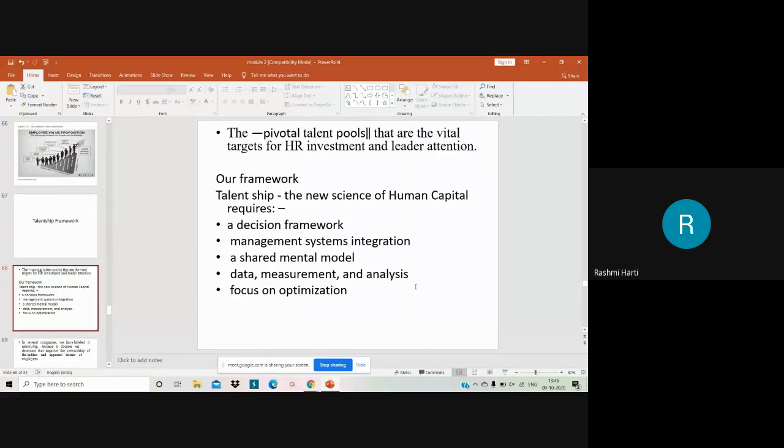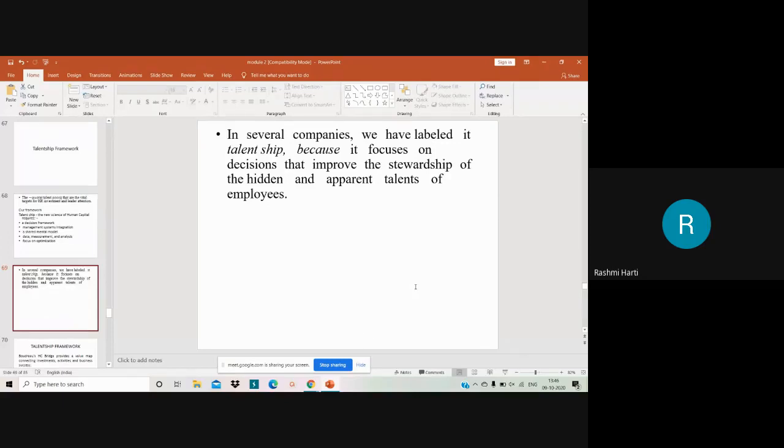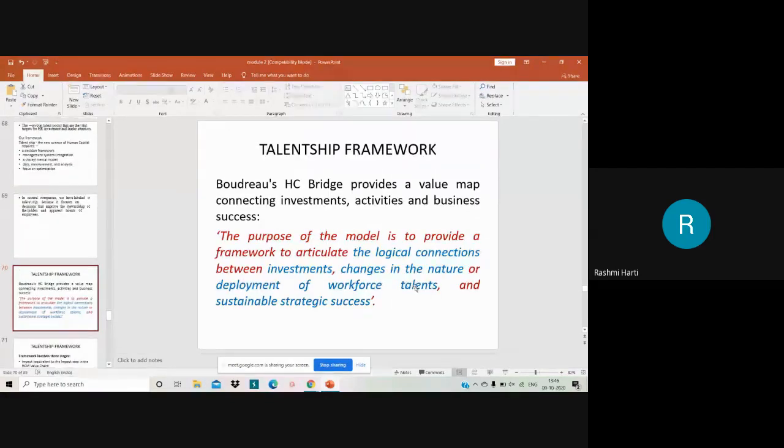A talentship framework is a new science of human capital which requires a decision framework, management system integration, a shared mental model, then data and measurement and analysis of that particular data, and then focusing on the optimization of the data. So in several companies, we have labeled it as talentship because it focuses entirely on the decision that improves the stewardship of the hidden and apparent talent of the employees, right? So the talentship framework.